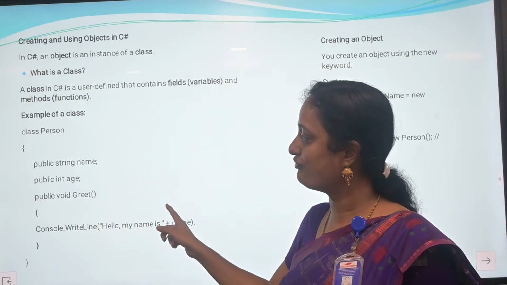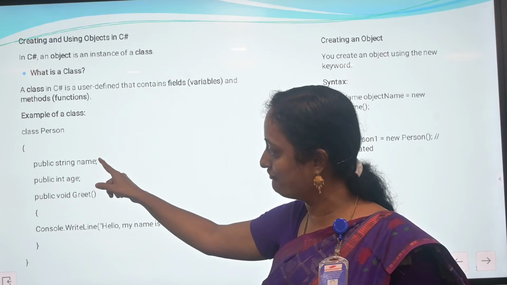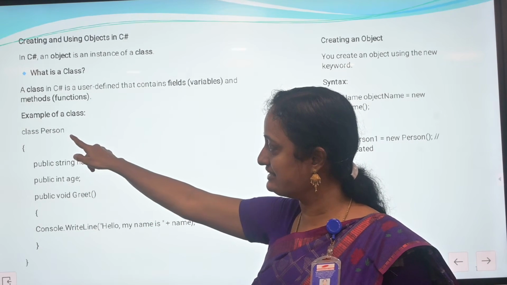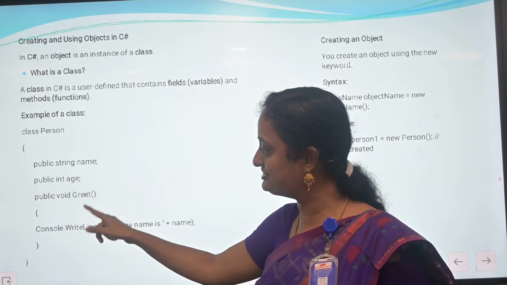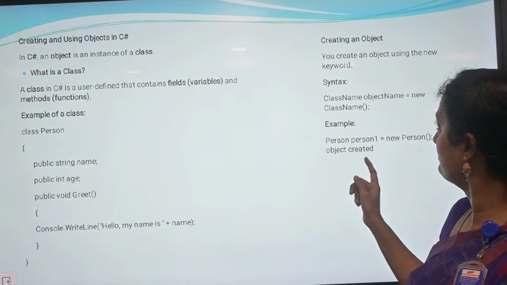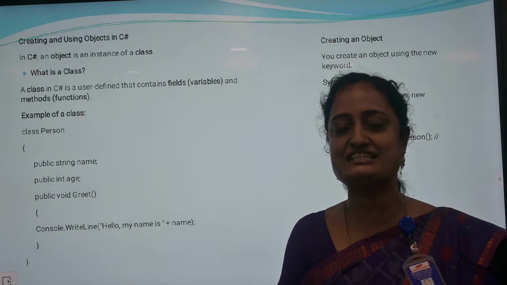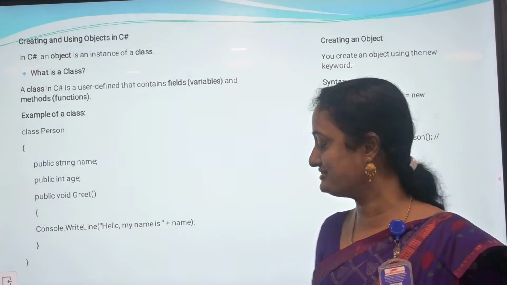So what is a class? A class is a collection of variables and methods. Here the class name is Person, with variable declarations and method declarations. Next we'll see about the object. An object is an instance of a class.